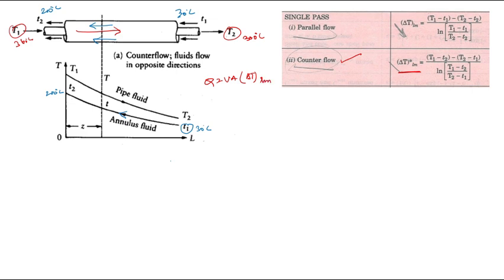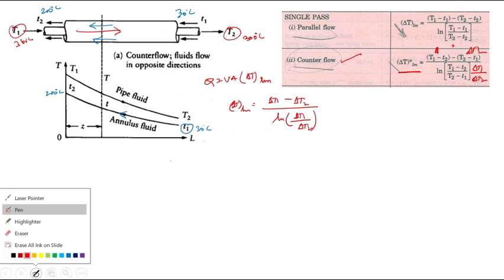Here also you get delta T1 minus delta T2 divided by ln of delta T1 divided by delta T2. Here delta T1 and delta T2, that is delta TLM, is equal to delta T1 minus delta T2 divided by ln of delta T1 and delta T2. Here the delta T1 and delta T2 differ slightly from the parallel flow.